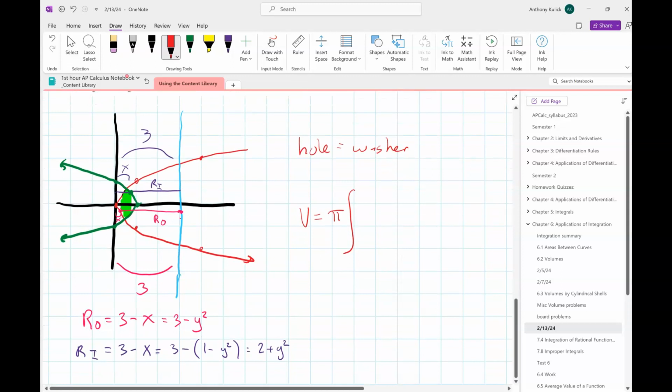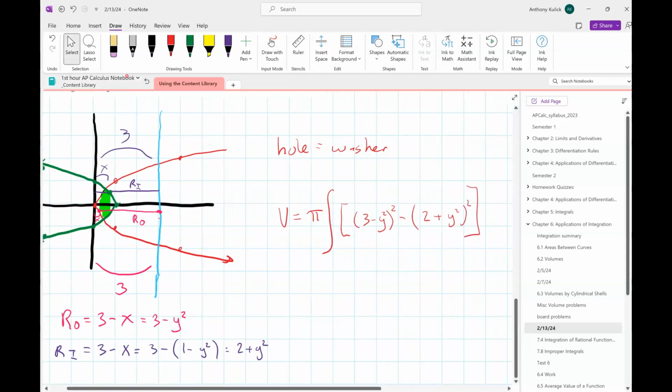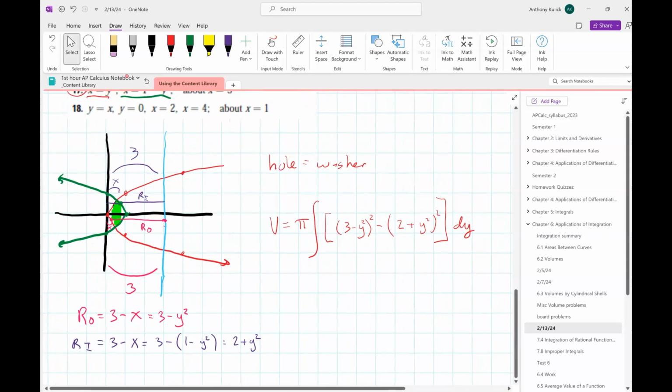So pi times the integral from R outer minus R inner dy. What are we missing, though? Our bounds of integration, right? How are we going to solve that or figure out what those are?